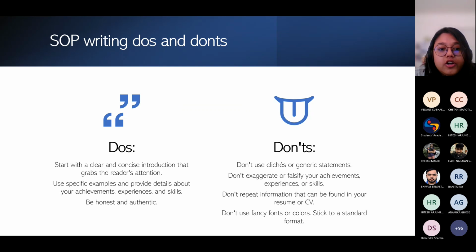Don't use fancy fonts. As I said, it has to be attractive, but at the same time you have to stick to the standard format. A statement of purpose also has to be a maximum of 2 pages. Every program or university you apply to will have its own guidelines. Most universities have a limit of 2 pages, but there are some universities that ask for a 1-page SOP. So you need to check the instructions when you are applying. It's better to keep two kinds of SOPs, one of 1 page and another of 2 pages.